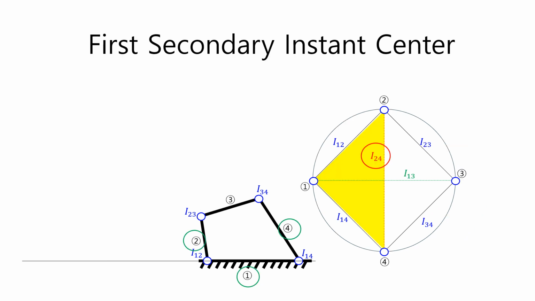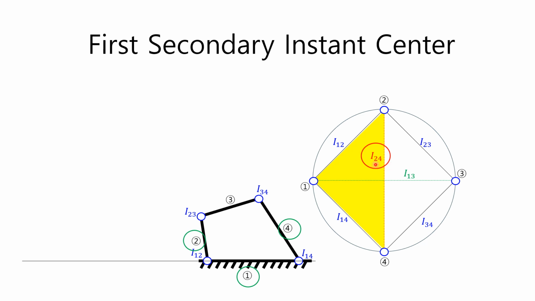First, let's find the secondary instant center I24. According to the Aronhold-Kennedy theorem, the 3 instant centers shared by 3 moving bodies are all in the same straight line with respect to each other. In the Kennedy circle, the 3 links and the 3 instant centers are represented by triangles. In the right figure, the triangle containing link 1, link 2, and link 4 can be represented in yellow. The red dashed line represents the secondary instant center I24.